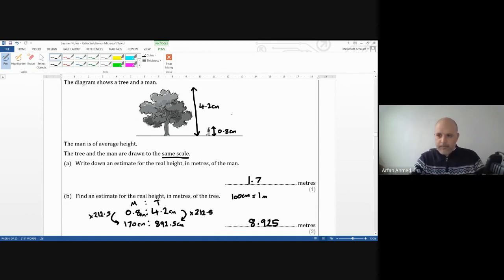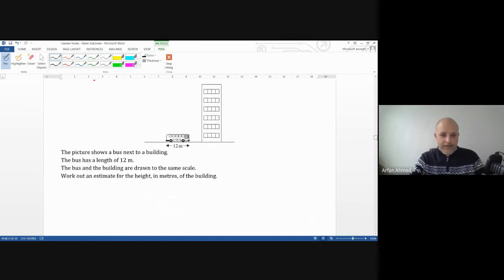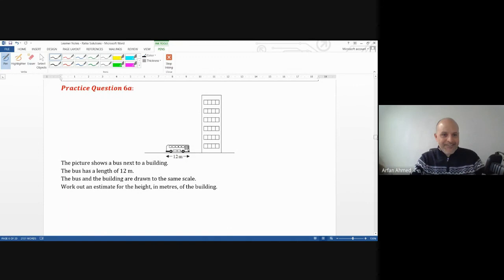Let's move on. So in fact, no, let's not move on. Let's go on to these questions. Practice question 6A and so on. Try these yourself. Obviously, you're going to have to print these out. You're going to need your ruler. So obviously, it's to do with scales and stuff like that. Try it yourself. Pause the video, and I'll go through it as well.